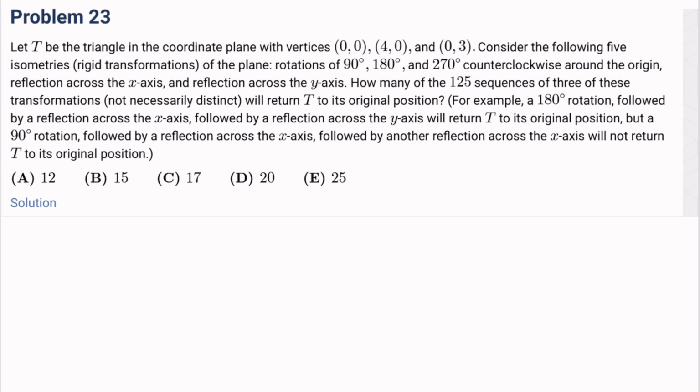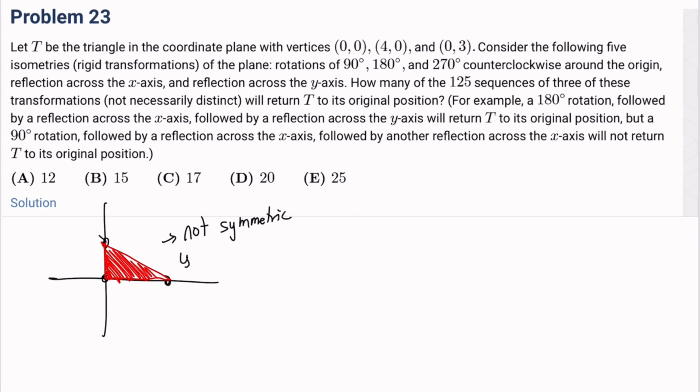Okay, so let's try to draw this triangle in case it has any meaning. If we see it as (0, 0) and (4, 0) and (0, 3), that would be a triangle shaped like this. And all this gives us is that it is not symmetric in any way. So it is not symmetric, right? Yeah, so a y equals x kind of flip would have an effect, so it makes it different, right?